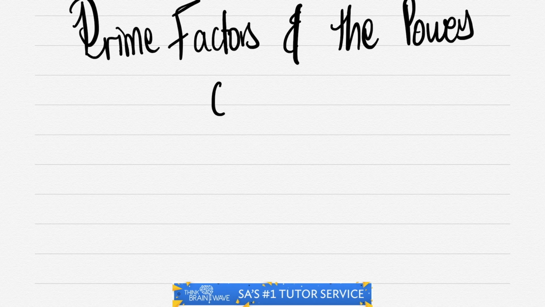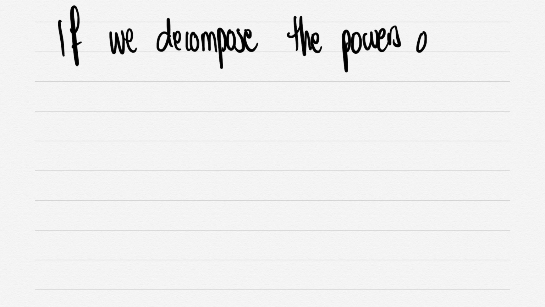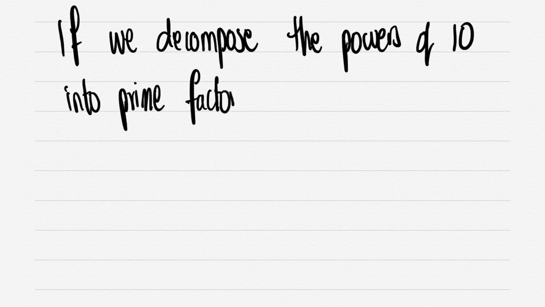In this particular video, we'll be discussing prime factors of the powers of 10. It's quite interesting, the relationship that one can see when you use powers of 10. So let's get straight into it. If we decompose the powers of 10 into prime factors, we start to notice a bit of a pattern. Can you guess what the pattern is? If you can't, stay tuned and you'll see what it is.